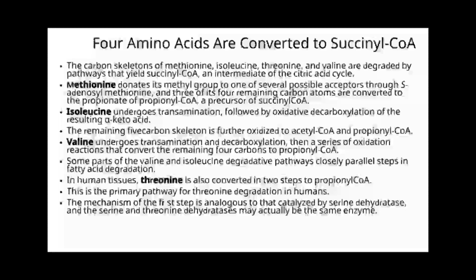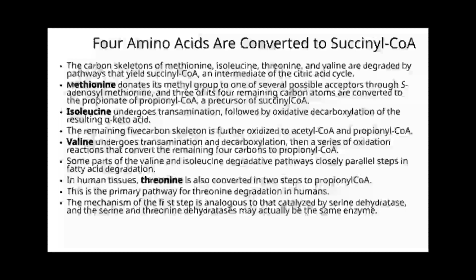Its 5-carbon skeleton is then further broken down into acetyl-CoA and propionyl-CoA, both of which can enter energy-generating pathways. Valine also undergoes transamination and decarboxylation, and through a series of oxidation reactions, its 4 remaining carbons are converted into propionyl-CoA. Interestingly, parts of the degradation pathways for valine and isoleucine are quite similar to steps involved in fatty acid breakdown.